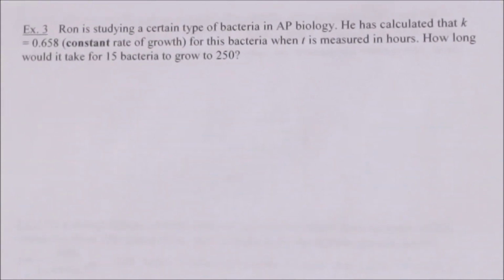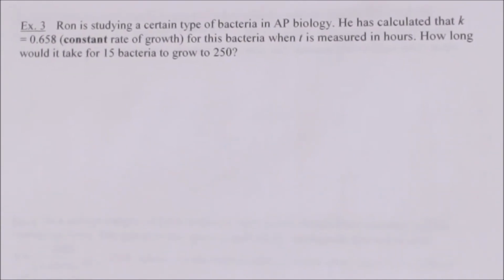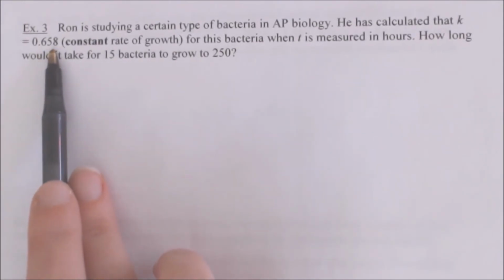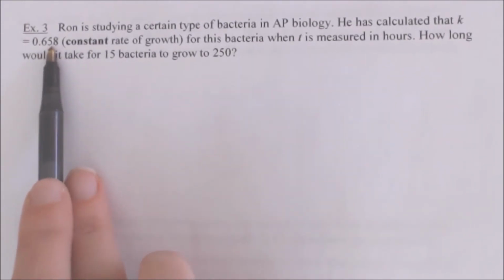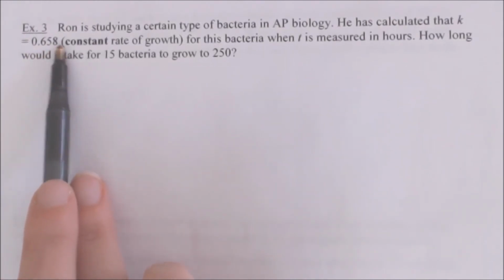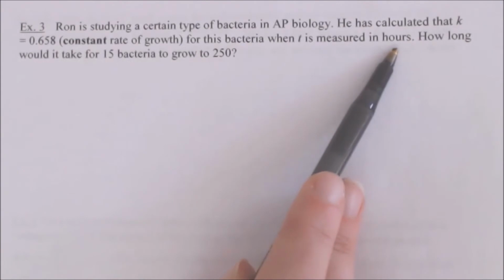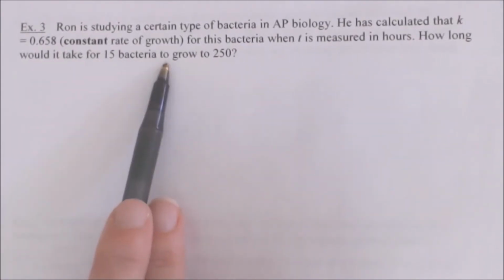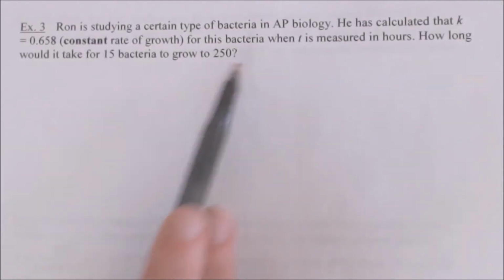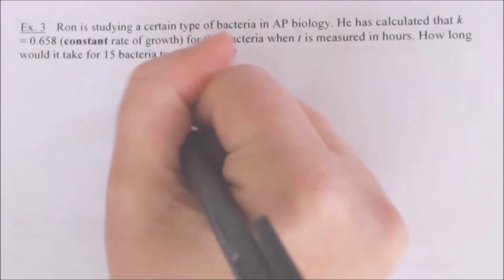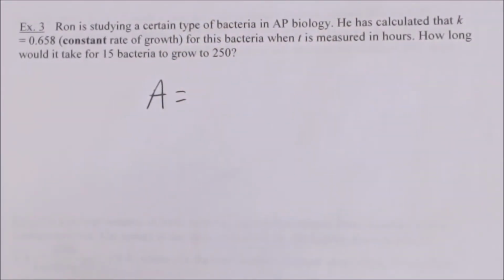Okay, let's take a look at Ron studying a bacteria in AP biology. He's calculated that the k value is 0.658. So that's a pretty large percentage. Think about that. Remember, k is percentage. This is growing at about 65.8% per hour because time is measured in hours. The question says, how long would it take for 15 bacteria to grow to 250? So they've already calculated the k value for us. That's the hard part. So let's write out the model using the k value and the starting amount. They gave us a starting amount also of 15.